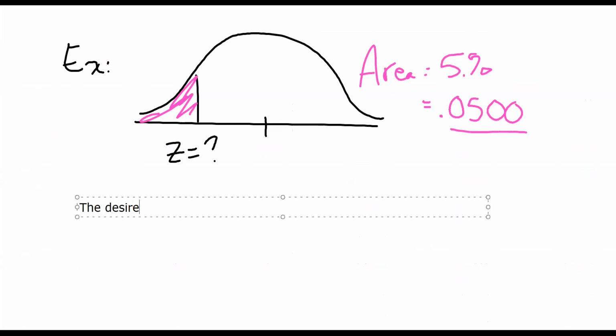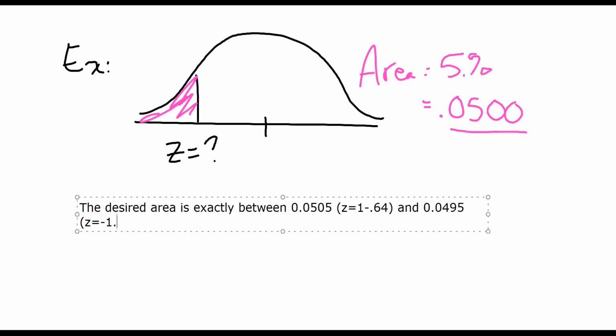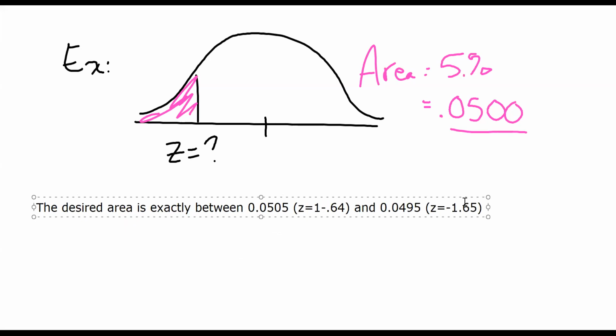Desired area is exactly between 0.0505, where z equals -1.64, and 0.0495, where z equals -1.65. Give me 1 second to resize the text box. All this on one line.